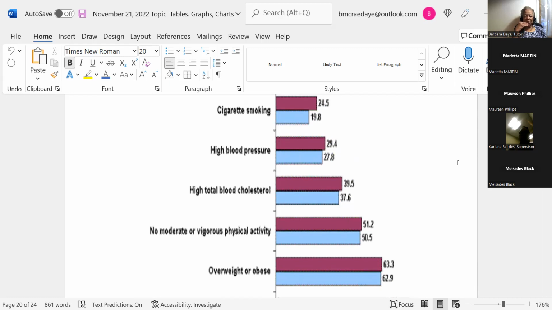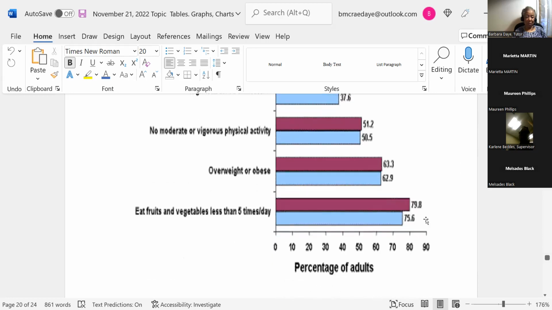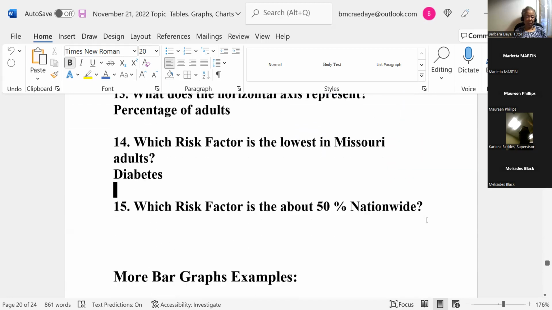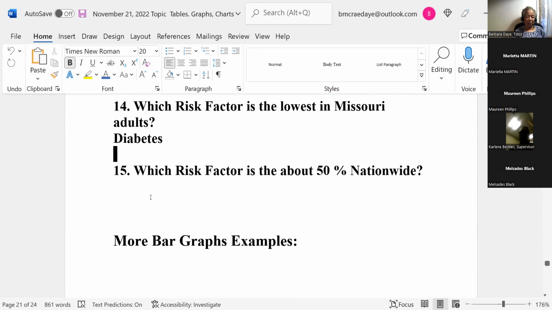I will say the no moderate or vigorous physical activity. That is correct. That's about 50.5, which is about 50%. So your answer would be no moderate or vigorous physical activity.